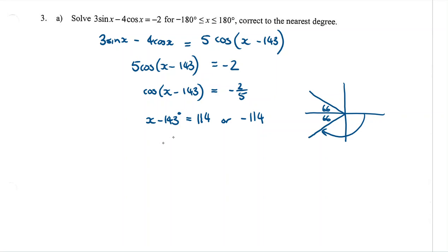Then just move the 143 degrees across to the other side, and I would get 257 or 29 degrees. But then I've gone out of my range again, haven't I? So what do you think I should do with that 257? Not kill it. Is there an equivalent one that is in my range? I would subtract 360 off it. So it's negative 103.